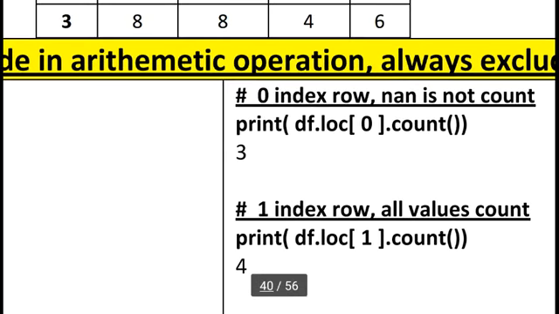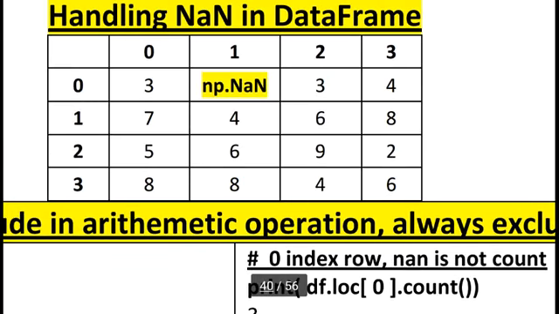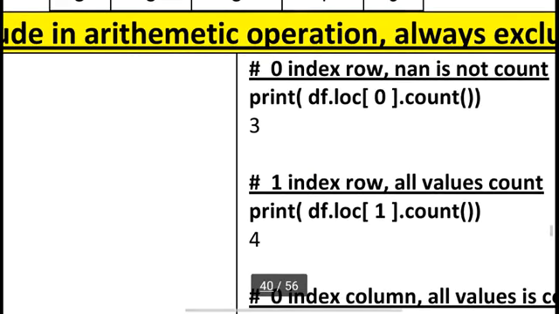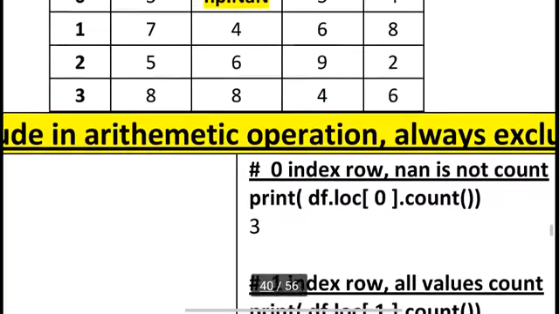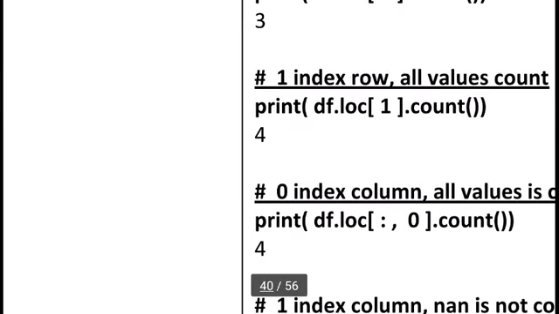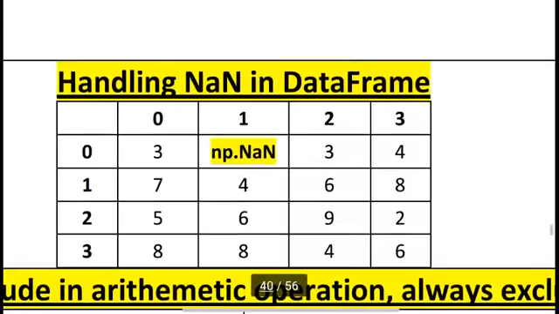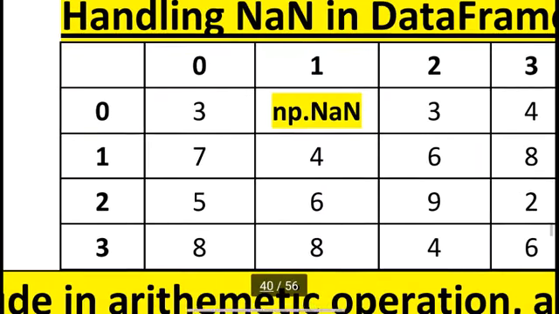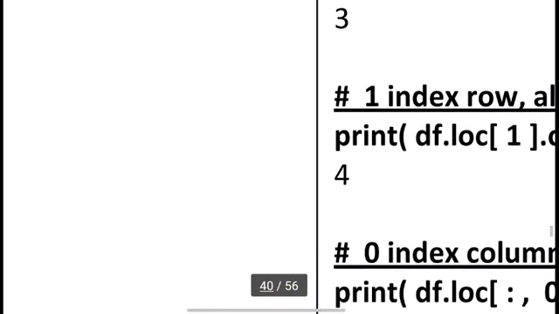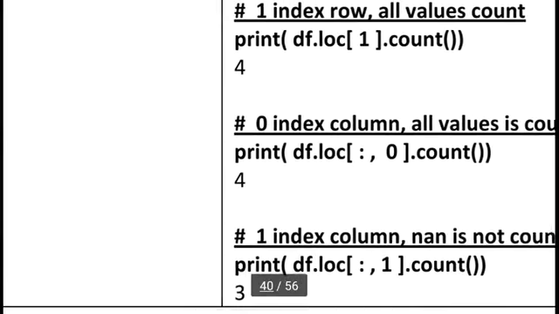Here I am using df.loc[1].count(). In the 1 index row, 7, 4, 6, 8, so total 4 values. You can see the output is 4. Here np.nan is not present, so it will count all the values. Suppose df.loc[:, 0].count(). Here I am selecting the 0 index column, 3, 7, 5, 8, so the output is 4.